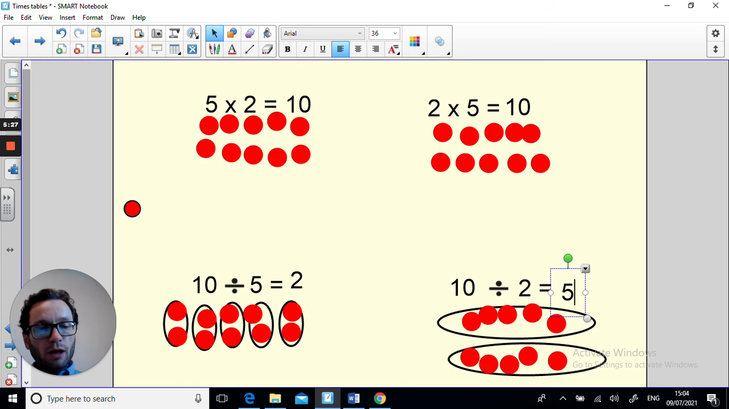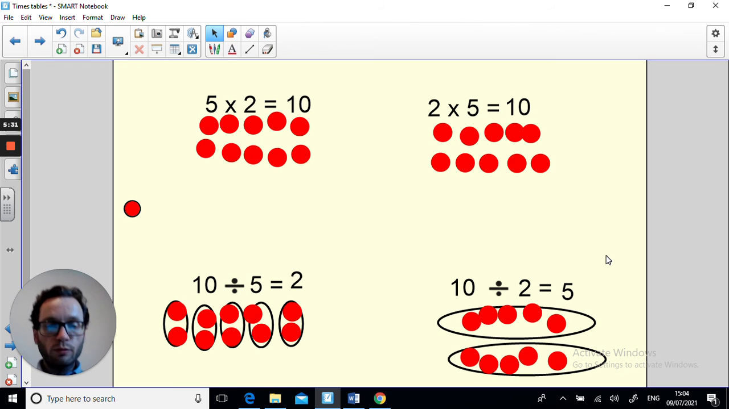Okay, but hopefully from this you can see that it's not necessary to always draw out your pictures, draw out your plates of sweets to work out these division facts, because hopefully you can spot the pattern. If we know 5 times 2 is 10, then we also know 10 divided by 5 must be 2, and 10 divided by 2 is 5. Okay, that's really useful, and it's going to help us get really quick.